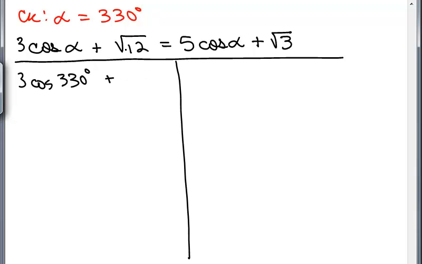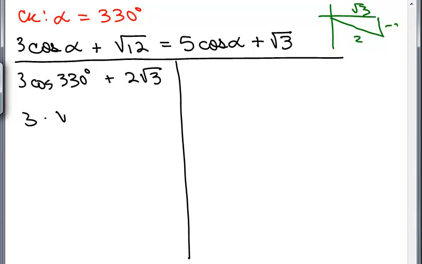Now, square root of 12, we already figured out was 2 square roots of 3, so how about that? Now, where's the cosine of 330 degrees? Well, either you memorize it or you figure out some way. I do it like this. I say, well, that's square root of 3, negative 1, 2. It's going to be square root of 3 over 2. So when you plug in the cosine of 330 degrees, you should get square root of 3 over 2.